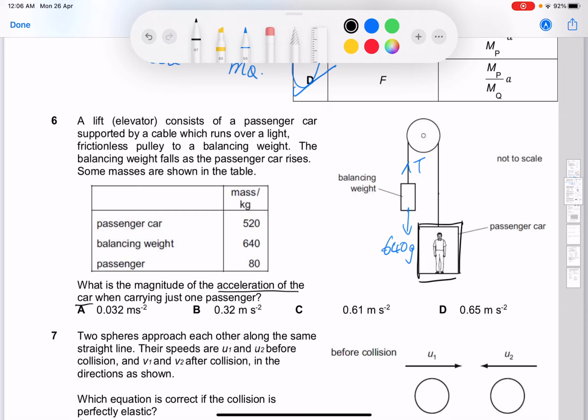Also the tension on this system is T, and the total weight of the passenger in the car is 600, because 520 plus 80 is 600. That's the total mass of the passenger inside the car, so 600 g. Using Newton's second law, I can write down two equations, one for the weight and one for the passenger car.